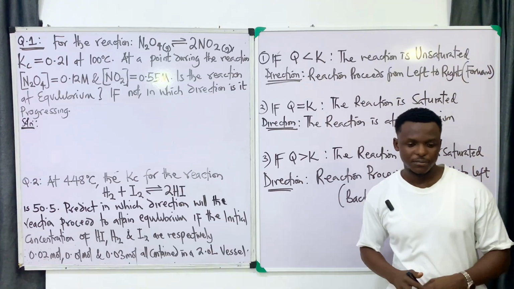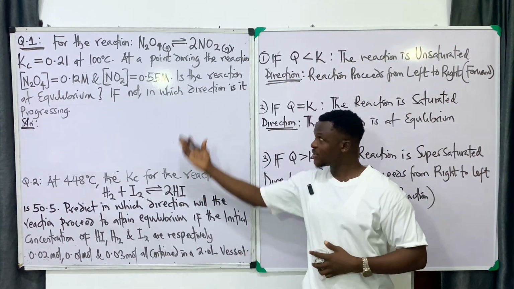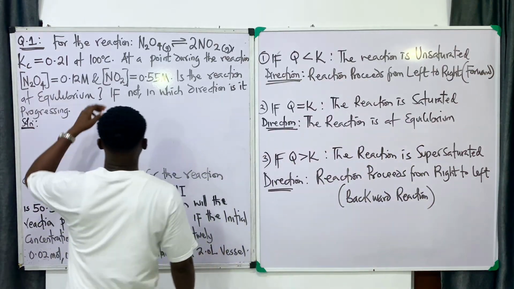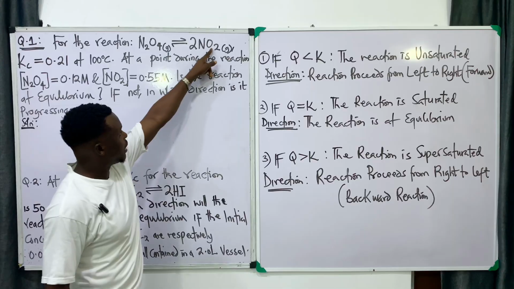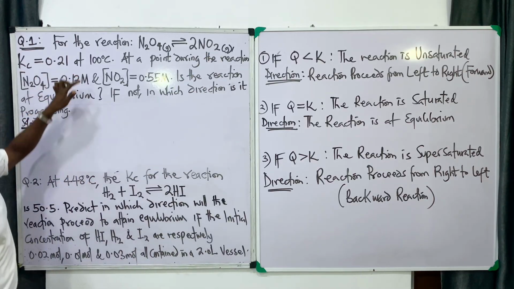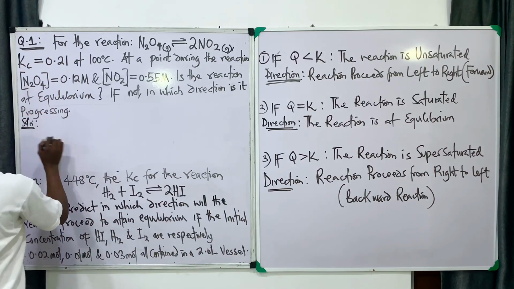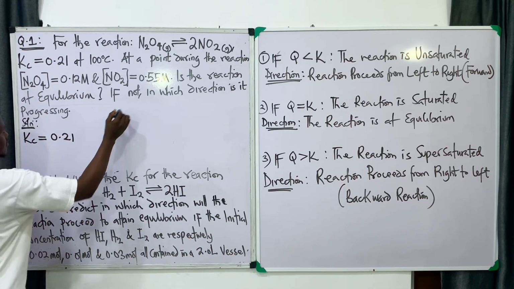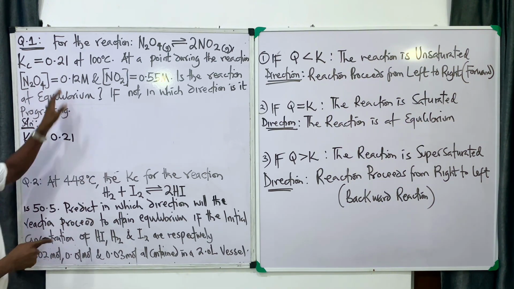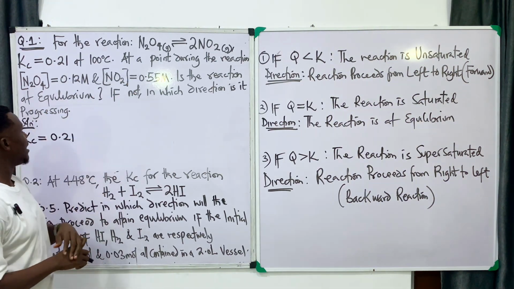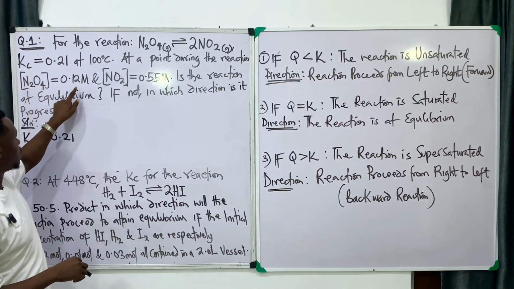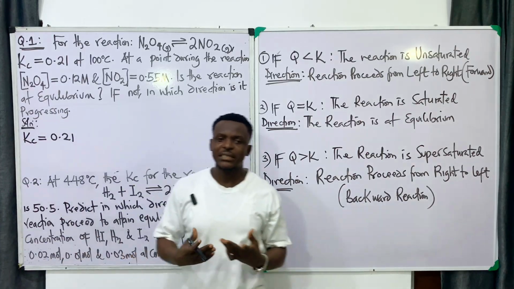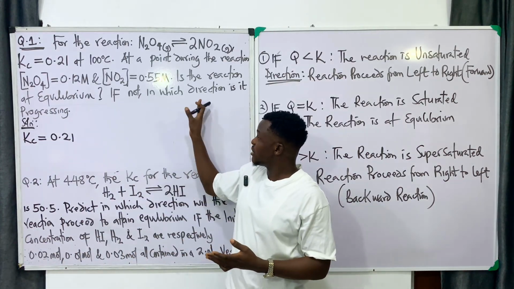After comparing, you can now make your decision whether it is moving backward, forward, or is at equilibrium. All right. Now, let's look at this reaction here. They said for the reaction N2O4 giving us 2NO2, the Kc for that reaction, first thing first, I'll say solution, Kc for the reaction is 0.21. At a point during the reaction, the concentration of N2O4 was this, and that of NO2 was this. Now the question says, is the reaction at equilibrium? If not, in which direction is it progressing?